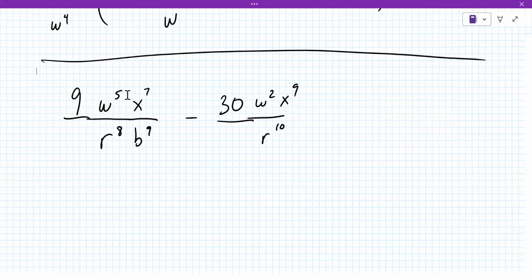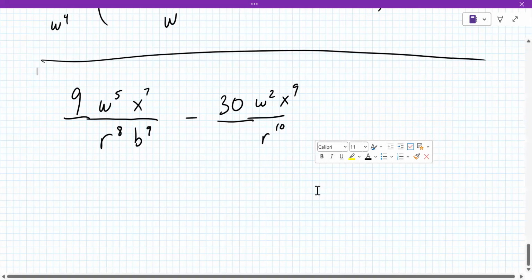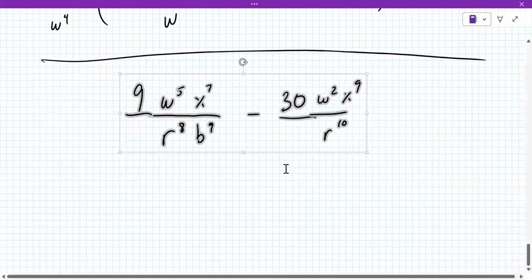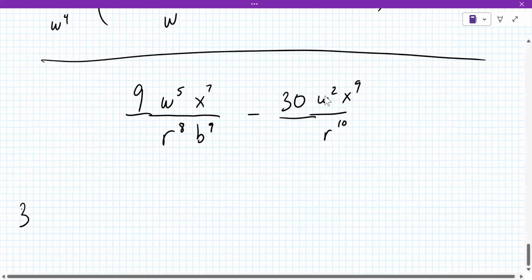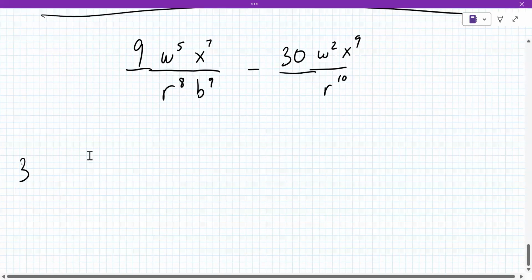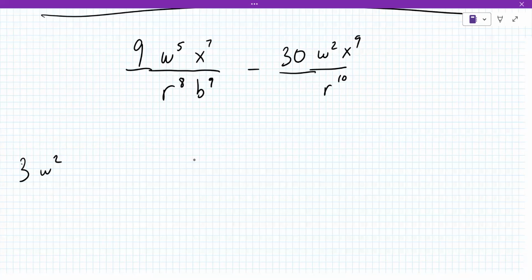Give me the GCF first, to make sure we're on the same page. I got 3 for the GCF. Anything else? For the GCF, no. The GCF includes the variables. Oh, I got 3w squared. Okay. x to the 7th. Okay. Over r to the 8th.